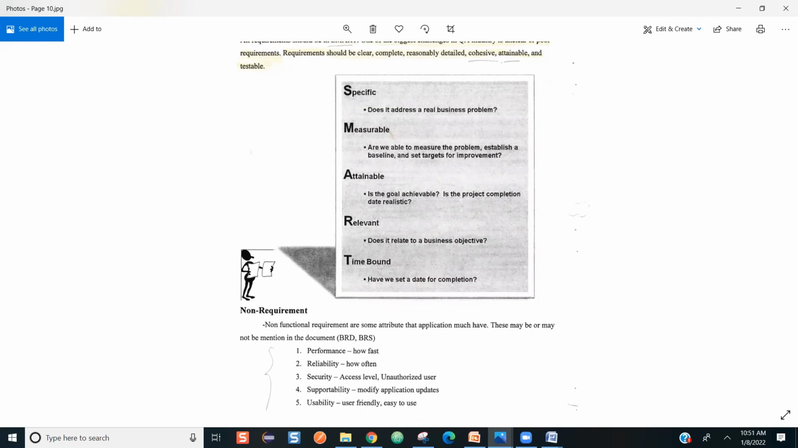That means they already have everything. No, I mean, the requirement should come in the BRD, but this term is not included in the BRD or BRS. Okay, it is not documented. Can I say something? Okay, of course.